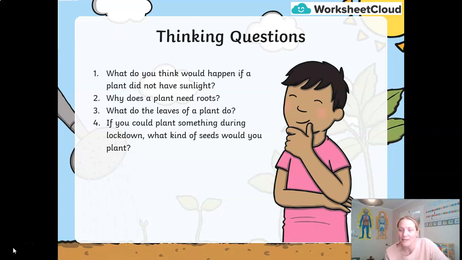What do the leaves of a plant do? Well, they have the most incredibly important job of producing energy for the plant through photosynthesis. Okay, so keep that in mind. That is why, remember, they're called a producer.